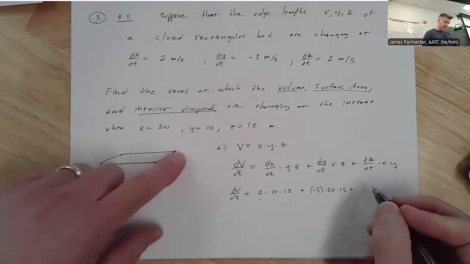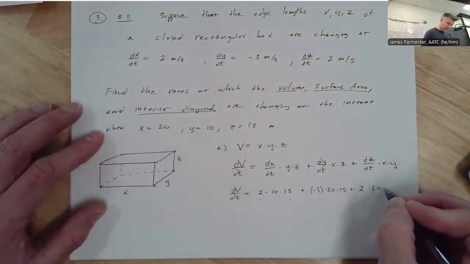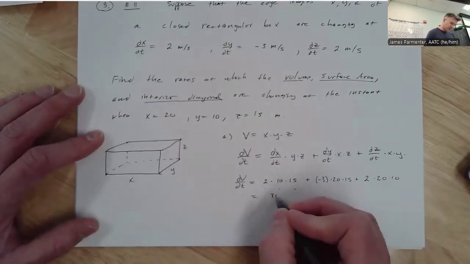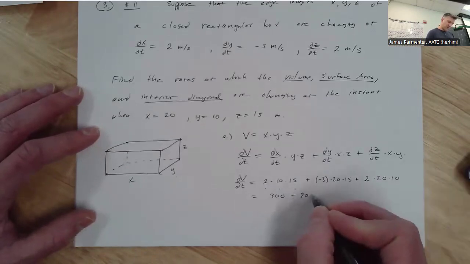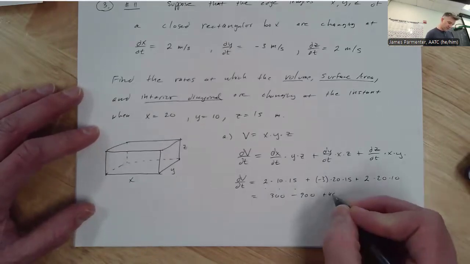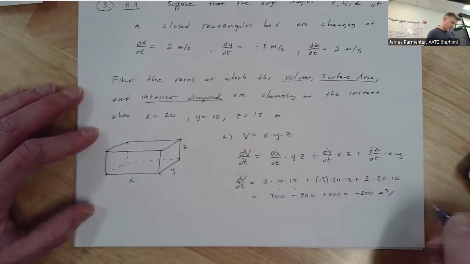And then dz/dt is positive 2 times x times y, which is 20 times 10. And then you get some terrible number. What? 300 minus 900 plus 400. So it looks like it's negative 200 cubic meters per second.